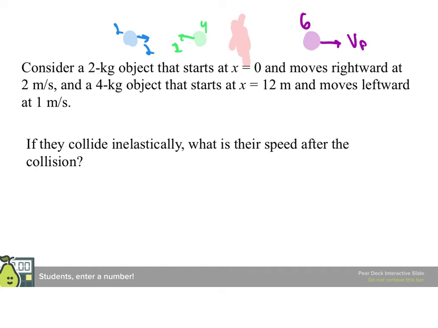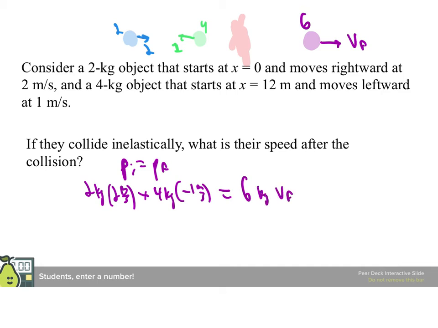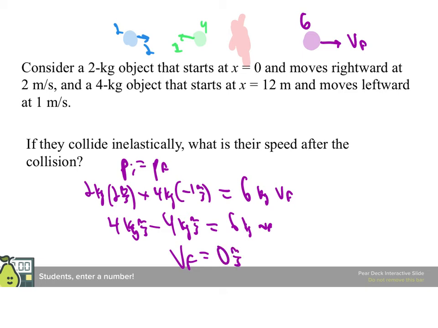But this is just momentum conservation. So we'll say the initial momentum is the final momentum. So 2 kilograms times 2 meters per second plus 4 kilograms times minus 1 meter per second is 6 kilograms times the final speed. But then something interesting happens. We get 4 kilogram meters per second minus 4 kilogram meters per second is 6 kilograms times the final speed. So the final speed is 0. The final speed after their collision was 0. They come to rest. So technically, although I'm going to leave this drawn up here, they shouldn't really be moving.